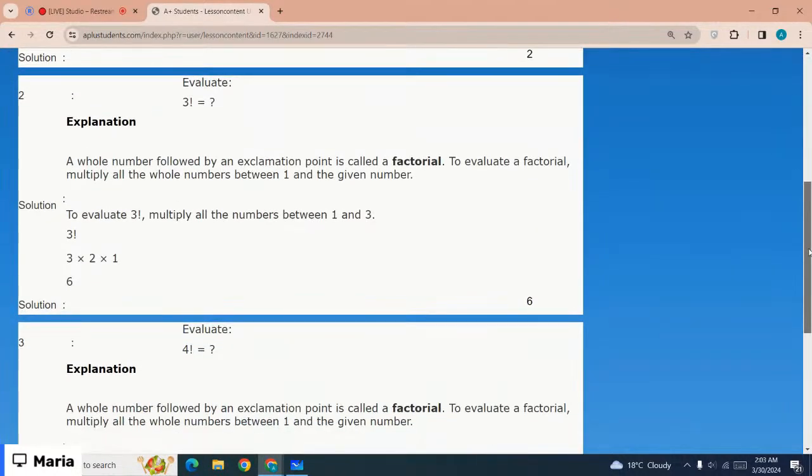The next one is 3 factorial. So you have to multiply all the whole numbers between 1 and the given number. Between 1 and 3 the numbers are 1, 2 and 3. You need to multiply them also. 1 times 2 is 2 and 2 times 3 is 6. So 3 factorial equals 6.